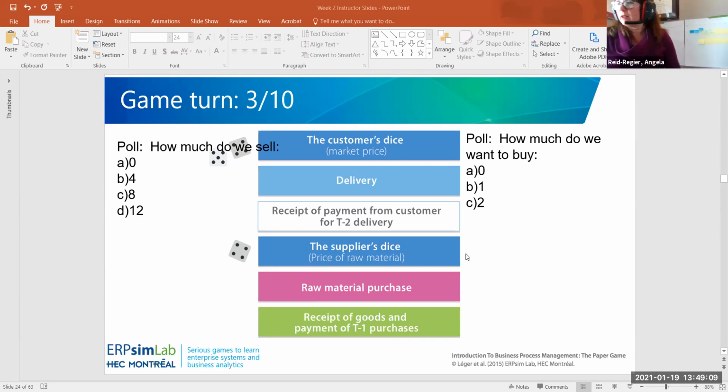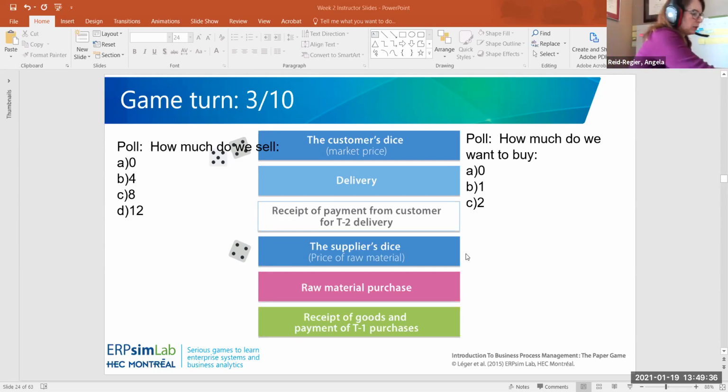Okay, so now we need to see how much things cost to buy. So I'm going to roll one dice. So it's a 4. Okay, so how many sheets of paper are we going to buy this time? So let's say 2. So again, we need to give a purchase order to our supplier. So let's buy 2 sheets of paper.